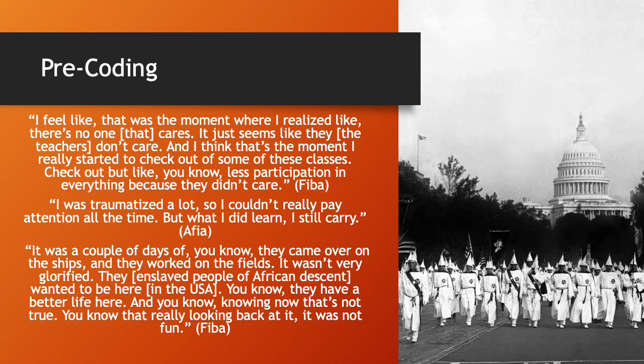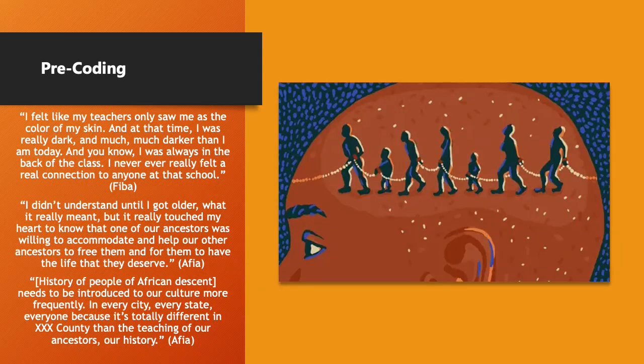And then Fiba again mentioned in her interview, "It was a couple of days of, they came over on the ships and they worked on the fields. It wasn't very glorified. They, enslaved people of African descent, wanted to be here in the USA. They have a better life here. And knowing now that's not true, really looking back at it, it was not fun," in her reaction to history lessons.